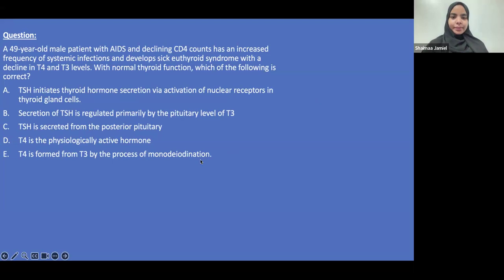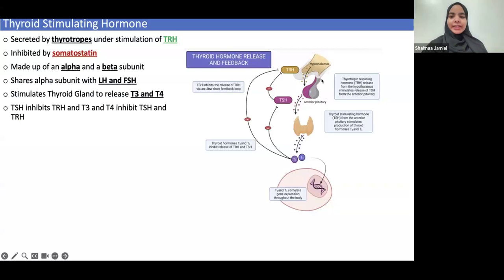Okay, yeah, that is correct. Basically, I'm just going to give a very brief overview of thyroid because it's going to be explained later. Thyroid stimulating hormone is secreted by thyrotropes under the stimulation of thyroid releasing hormone from the hypothalamus, and it's inhibited by somatostatin, just like growth hormone. TSH is made up of an alpha subunit and a beta subunit, and it shares its alpha subunit with LH and FSH, but the beta is unique.